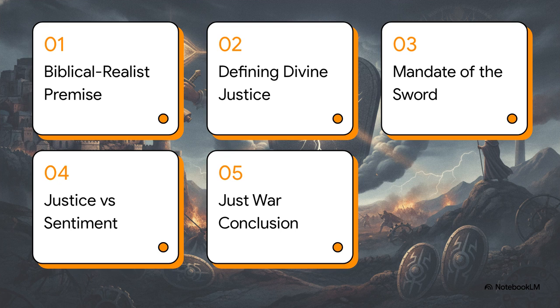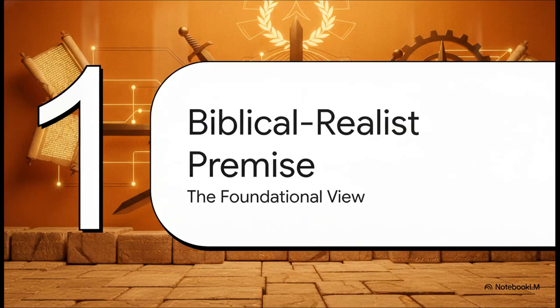So here is our roadmap for today. 1. The biblical realist premise. 2. Defining divine justice. 3. The mandate of the sword. 4. Justice versus human sentiment. And 5. The just war conclusion. Let's start with section 1, the biblical realist premise.